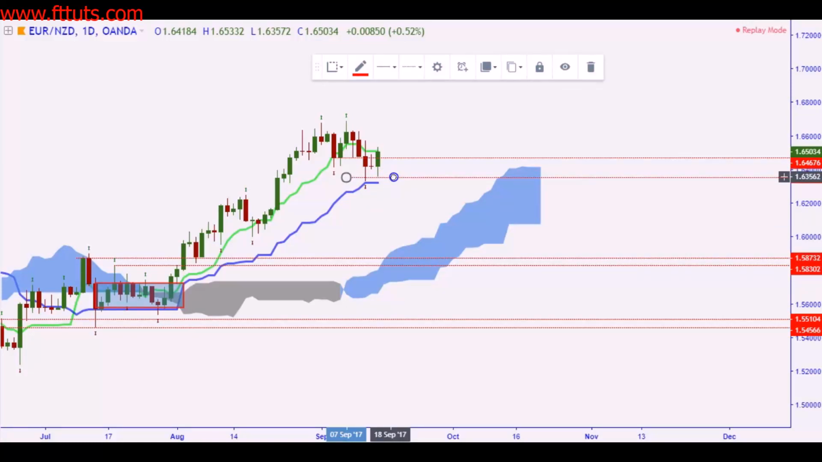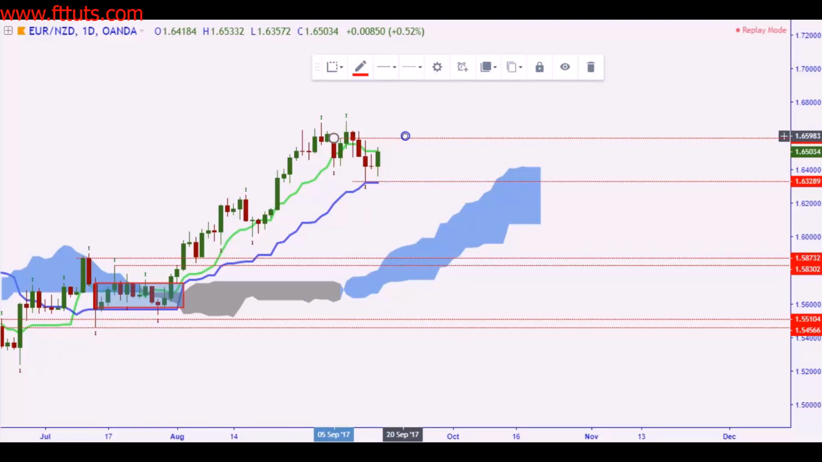Or you can put your entry here. In this case, you have an outside bar. You probably want to trade. You have an inside bar. You probably want to trade the break here, all right? But your stop loss would be up here, all right?